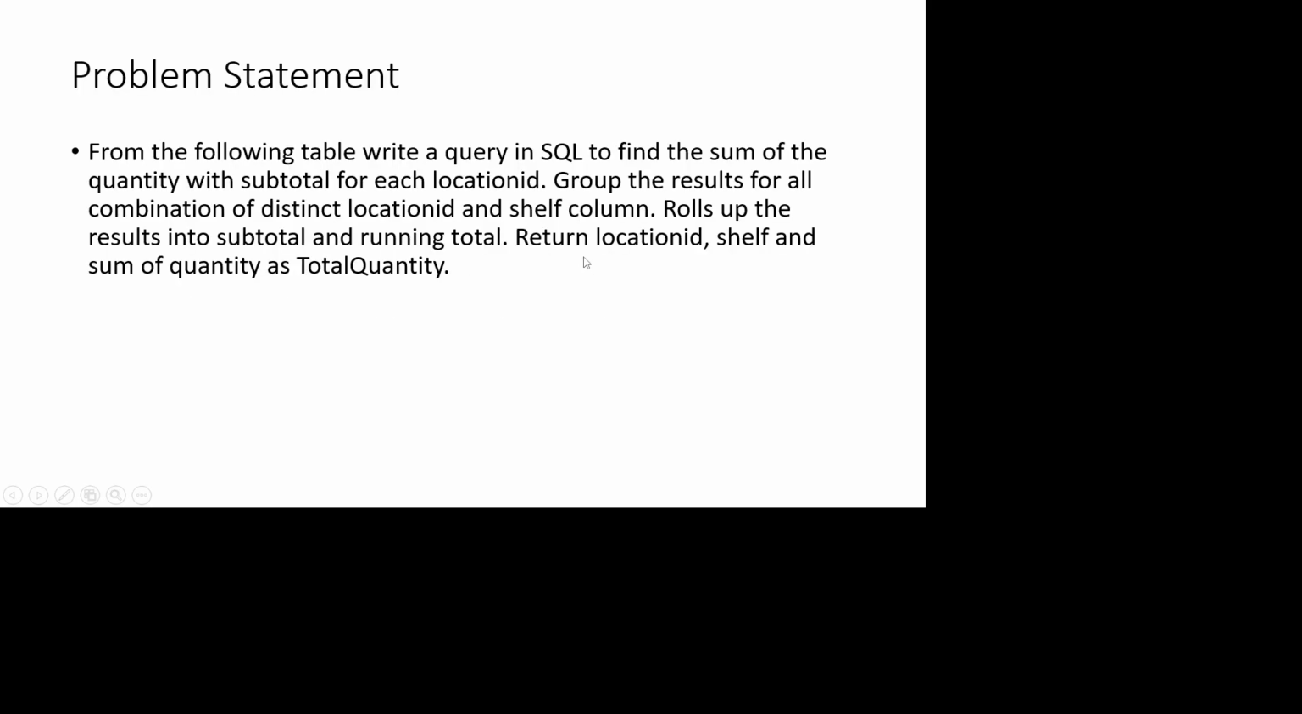Problem statement is as follows. From the following table, write a query in SQL to find the sum of the quantity with subtotal for each location ID. Group the results for all combinations of distinct location ID and shelf column. Roll up the result into subtotals and running totals. Return location ID and shelf ID.